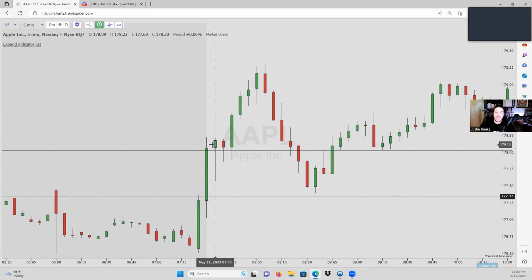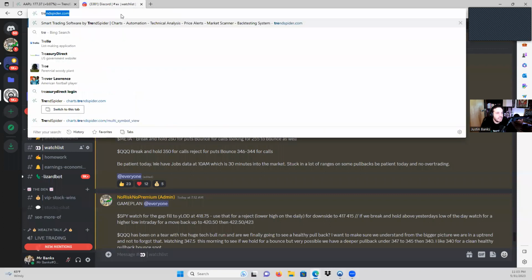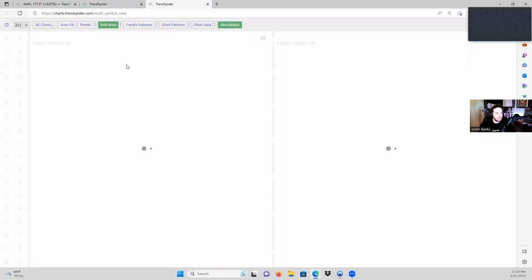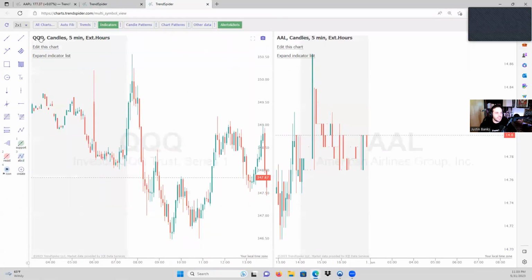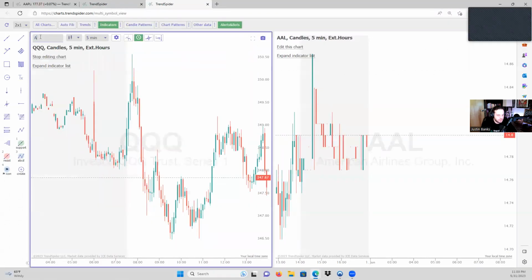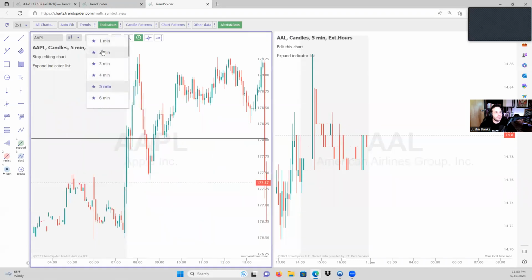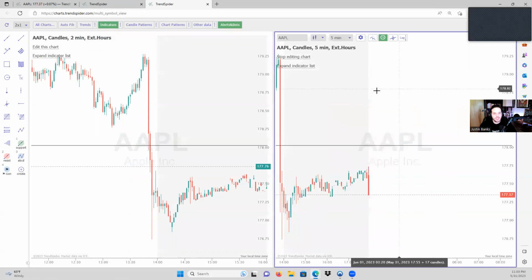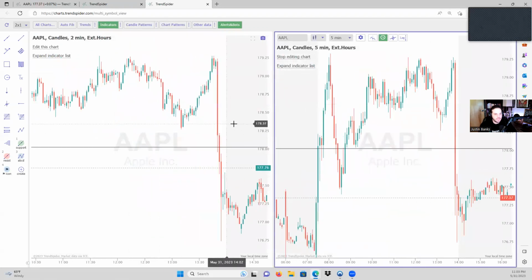Now, sometimes the 2-minute is better, depending on the momentum that the trade has. Sometimes the 5-minute is better. Now, if you can, I do always recommend to use something like this, where you can have both the 2-minute and the 5-minute open at the same time when you are getting into a trade.